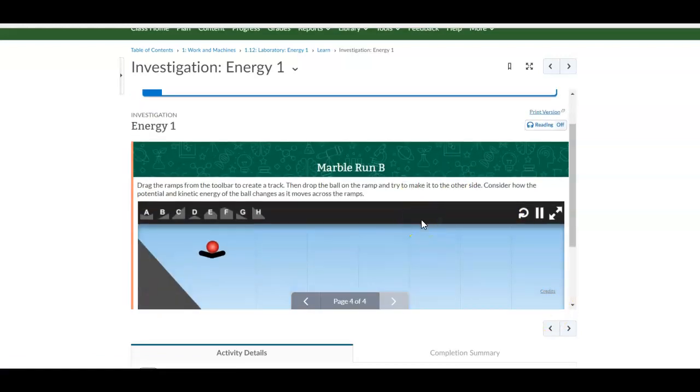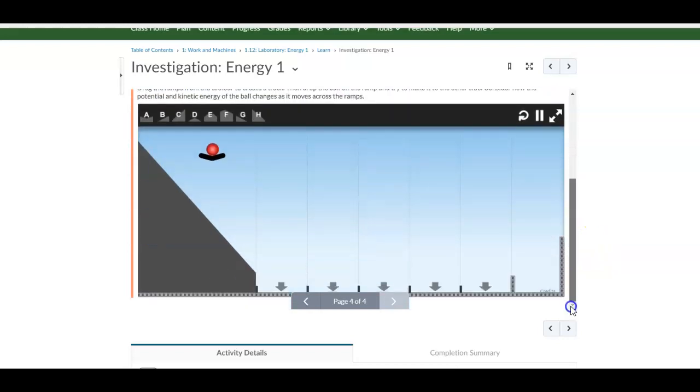So now, based on what we saw there, we're going to drag the ramps from the toolbar to create a track and then drop the ball on the ramp and try to make it to the other side. We've got to consider how the potential and the kinetic energy of the ball changes as it moves across the ramps. So these are the pieces that we're able to use. Okay, this is the ball and it's going to drop.